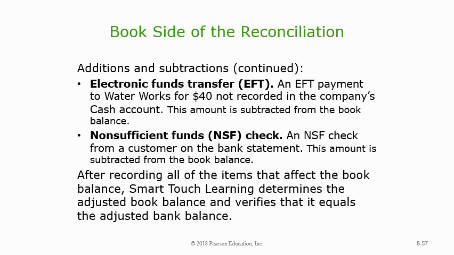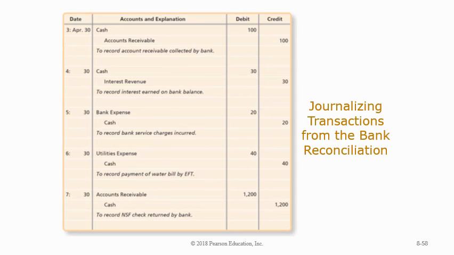We also had another electronic funds transfer, so we paid $40, we need to subtract that, and then we had a non-sufficient funds check, so somebody wrote us a bad check, and we have to subtract that $1,200 from our balance. Once we do all of that, we want to make sure our two balances match, that our book balance matches our bank balance. So we will have to do some journal entries to make sure that those differences are recorded and they are accurate.